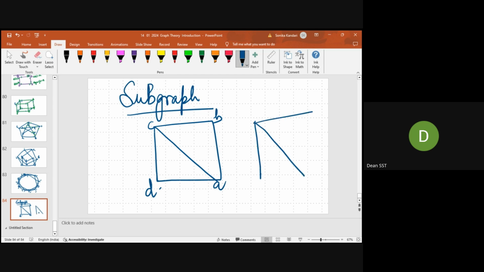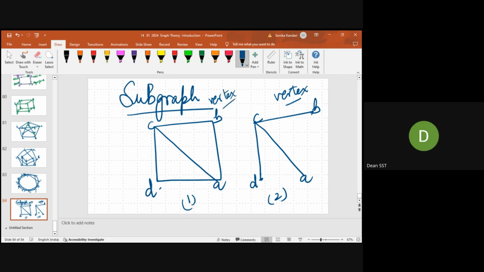Can I say that graph 2 is a subgraph of graph 1? Yes, because the edges are the same, and the number of vertices is the same. Okay? The number of vertices are the same.